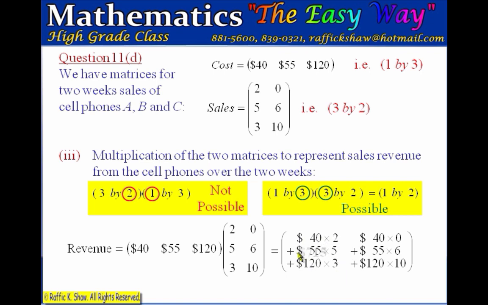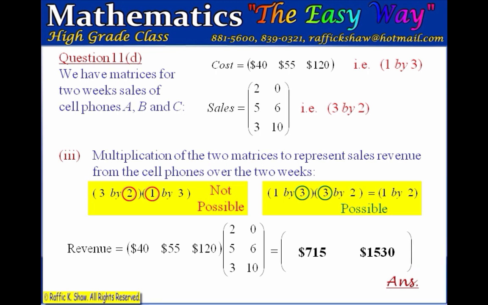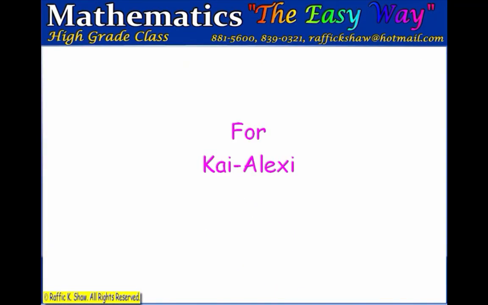And if we were to calculate the figure for here, that would be $715, and the figure for here would be $1,530. And so this is the sales for week 1, and this is the total sales for week 2. So that is the answer for question 11D, and that is the end of this question and the end of this production. I hope you learned a lot, and we'll do more solutions in the future.